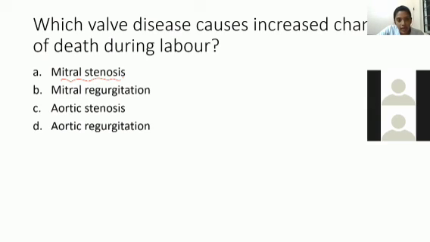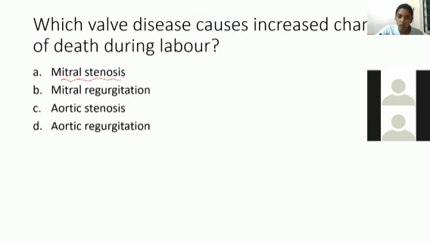Even with other valvular disorders, mortality can happen. But as per the statistics, mitral stenosis is the main valvular disease causing increased chance of death during childbirth or labor. Okay, thank you, Srimati. So this is about the class. In this way, questions can be given. This is just an example of a question. In this way, questions can be given from deep within the theory.